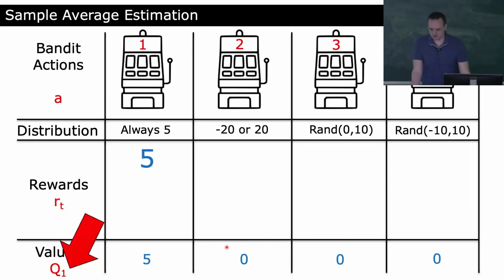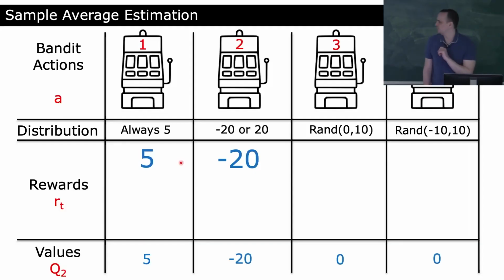And my Q0 now goes to Q1, right? And the value down here is going to be the average of everything here. Because I have only a 5 there, the average of 5 is 5. Now let's pull the second one, and I got unlucky this time, so I get the minus 20. The average of minus 20 is just minus 20. So Q2 of this, even though we've only pulled it once, means that after 2 total actions, my estimate of this is minus 20.